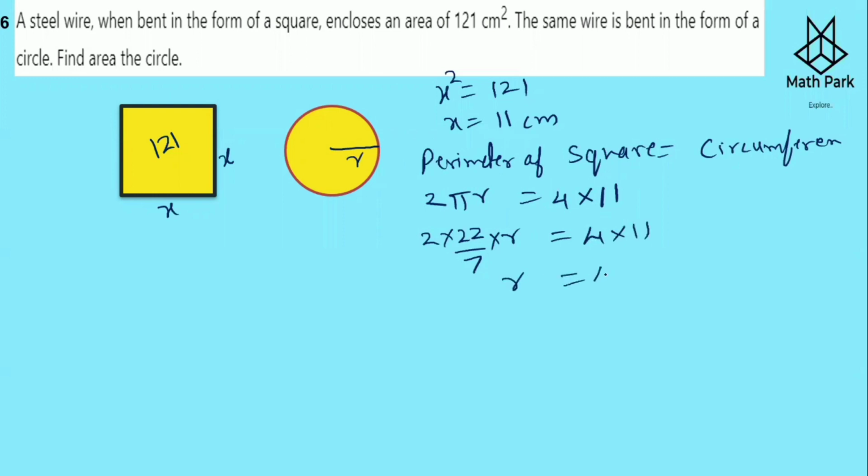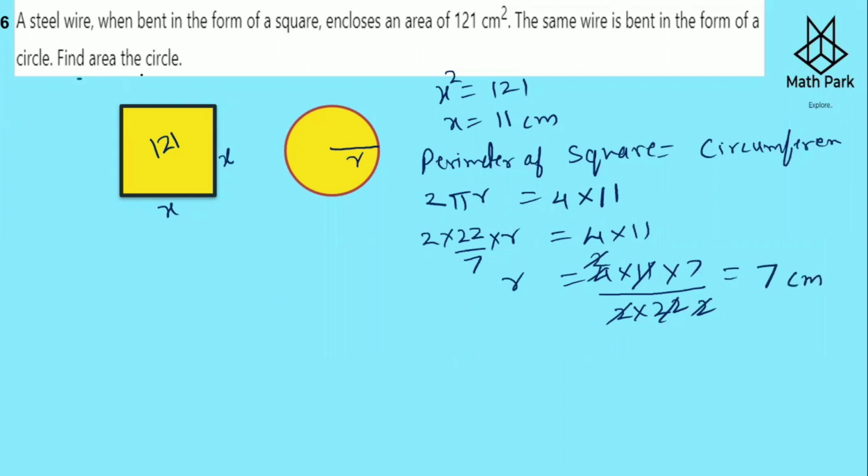So keep r here, 4 times 11. This 7 goes up upon 2 into 22. 11 2s are 22, 2 1s are 2, 2 2s are 4. Again, 2 1s are 2 and 2 1s are 2. So you get the radius of the circle as 7 centimeter.